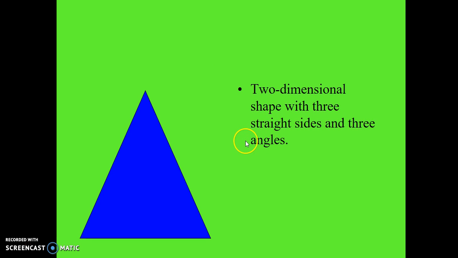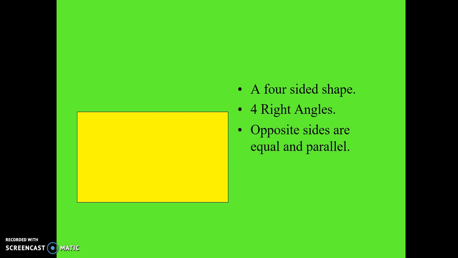Let's continue. The next one is a two-dimensional shape with three sides, and as long as there are three angles and the lines are straight, we're talking about a triangle, of course. How about a four-sided shape with four right angles? Opposite sides are equal and parallel. What do you think this shape is? If you said rectangle, you would have been correct.